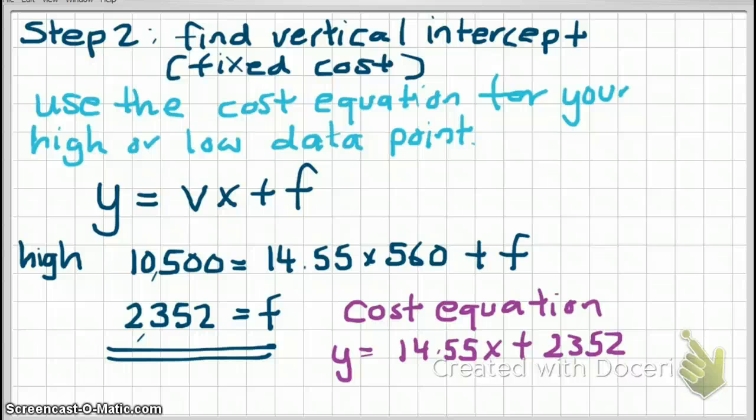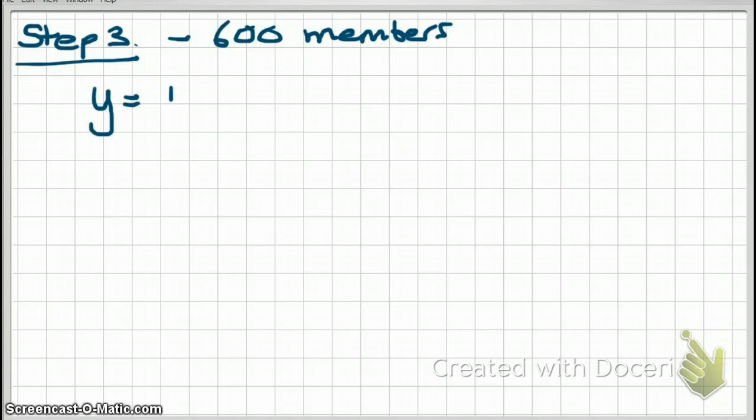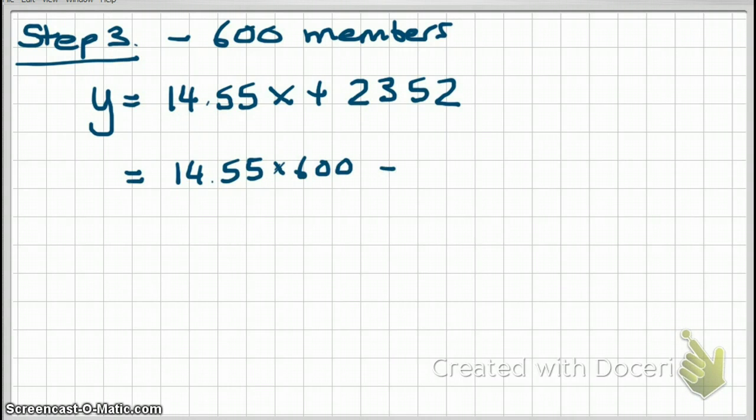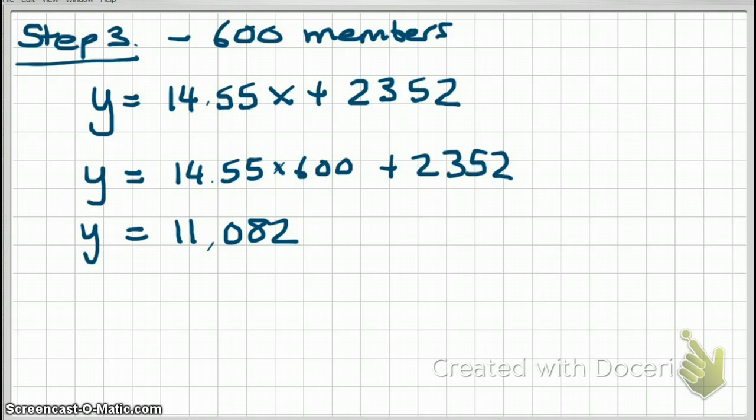Now you can use this cost equation to predict total cost at different volumes. Requirement 3 asks that you predict the cost if you have 600 members. So they want to know what your monthly operating cost would be, which is y, if you had 600 members. So let's go ahead and calculate that next. You have your cost equation, y equals 14.55x plus 2,352. You're going to put 600 in place of x, and then you're going to solve for y. And you will have y equal to 11,082.